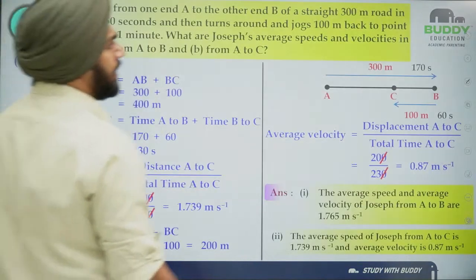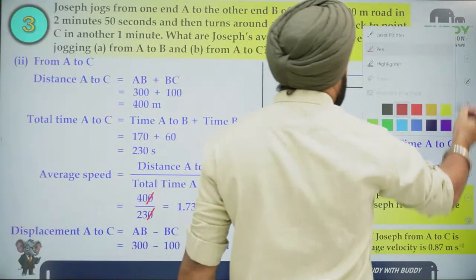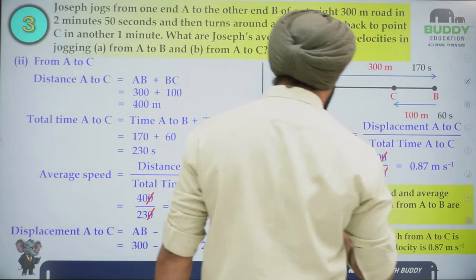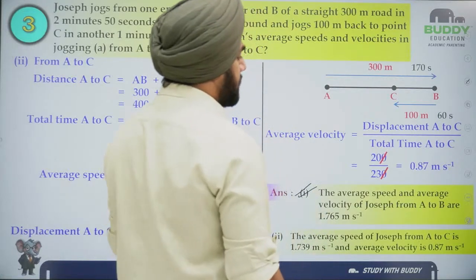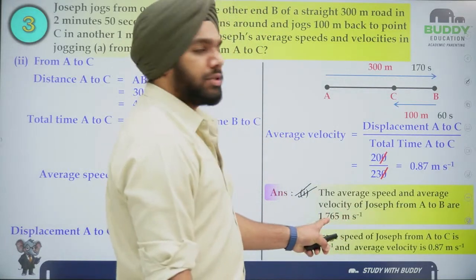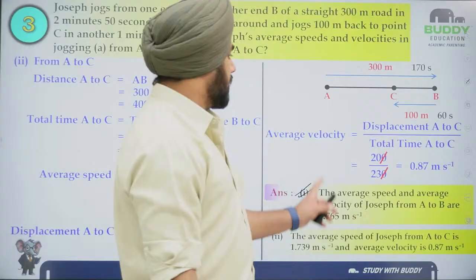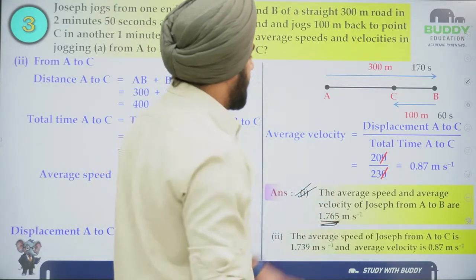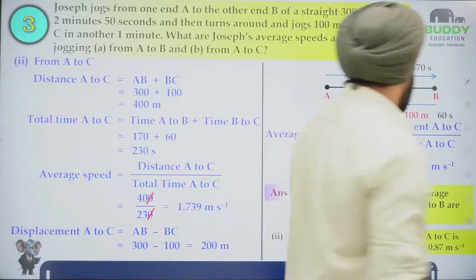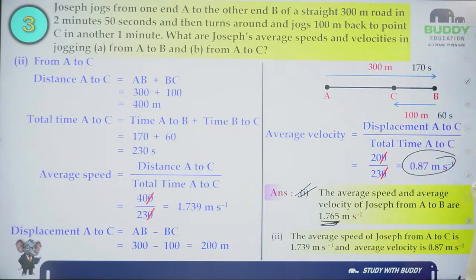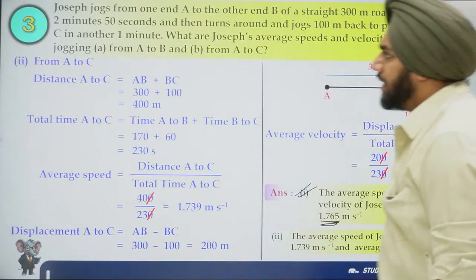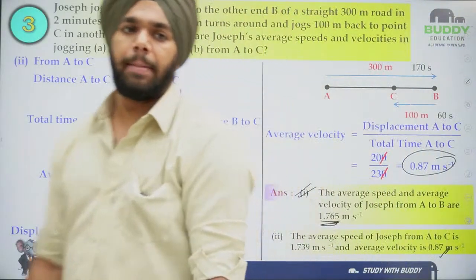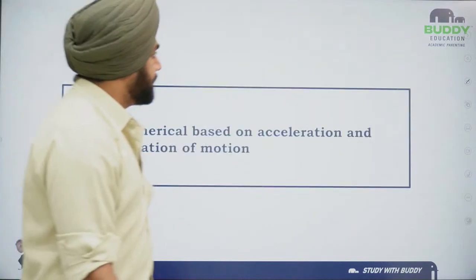Right, so the final answer, I just wanted to make sure that you get the final answer. When we talk about the final answer, the average speed A to B was 40 by 23. You people can solve. So 40 by 23 comes to 1.765 meter per second. Whereas when we talk about the average velocity, it is 0.87 meter per second. So the average velocity and average speed are going to come different. Okay, got my point?